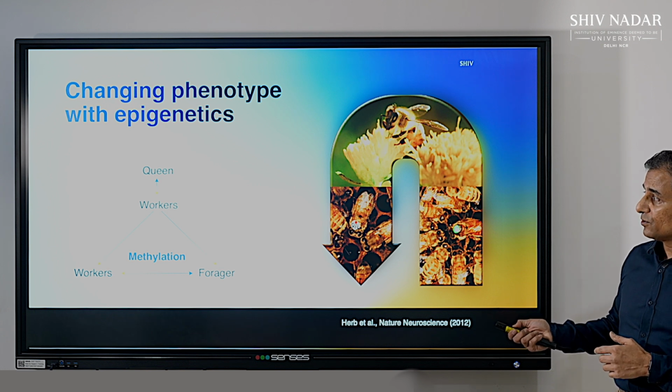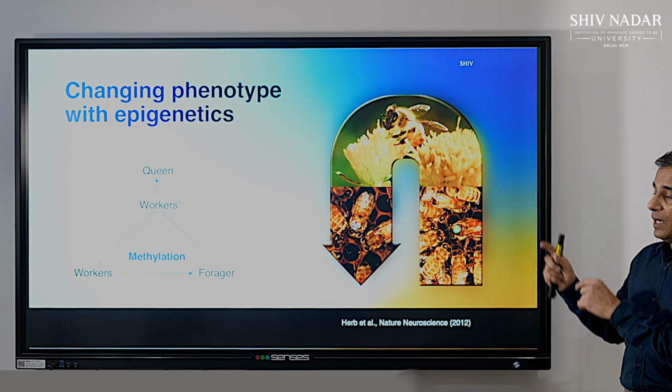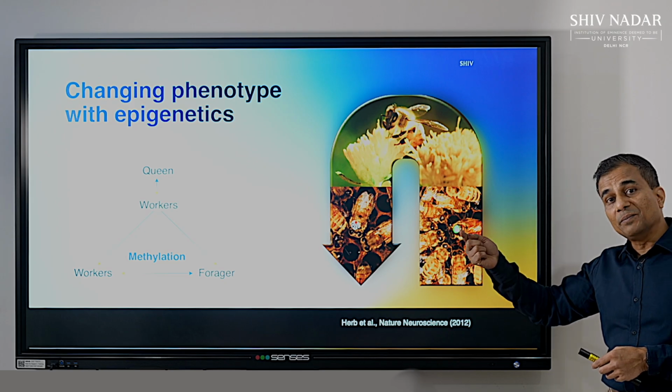Okay, worker bees of course do a lot of work, fetch nectar, make honey. Queen bee only lays eggs. There's only one per hive, and if you remove the queen bee, then one of the workers changes into a queen bee and starts laying eggs.